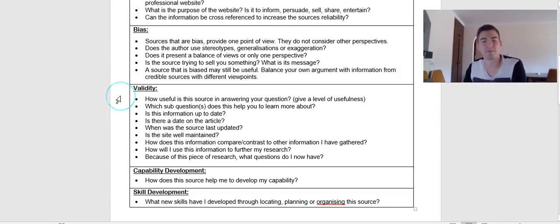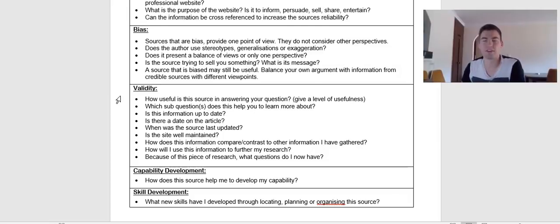So basically I want to know, how useful was the source in helping you to answer your question? Maybe it was not very useful at all. Maybe it was extremely useful. Somewhere along that continuum, you need to work out how useful it was. I also want to know what sub-questions that particular source helped you to answer.